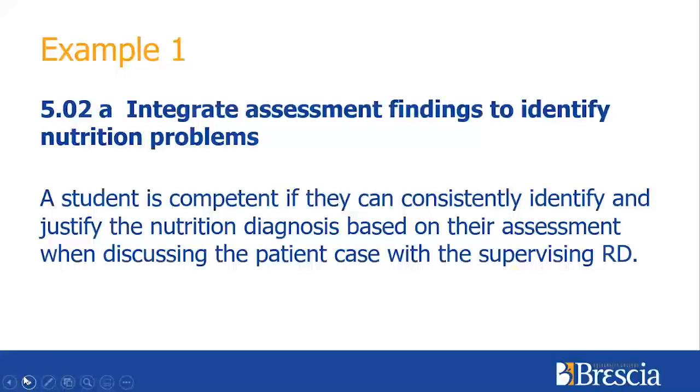Students at the minimal supervision level are able to identify some of the priority nutrition problems some of the time, and with some guidance or prompting from their dietitian preceptor. At entry to practice, or at the competent level, a student is able to consistently identify the priority nutrition problems and justify their nutrition diagnoses based on the student's assessment when discussing the patient case with their dietitian preceptor.